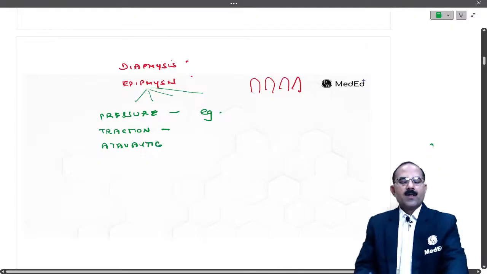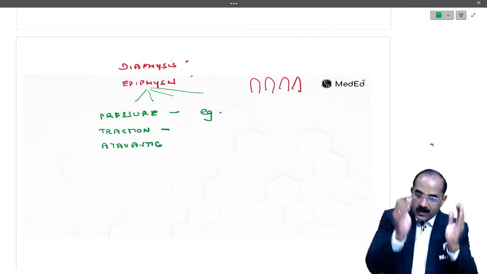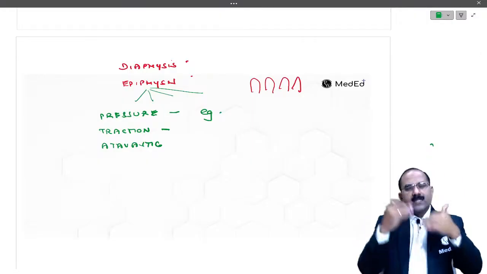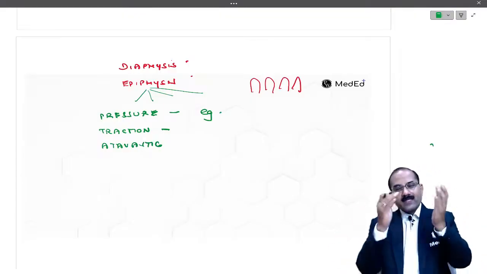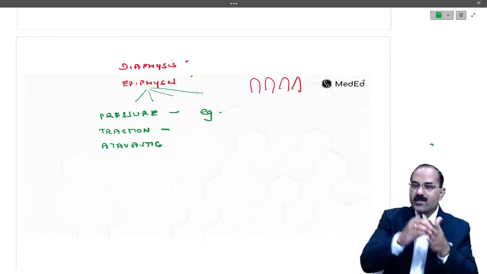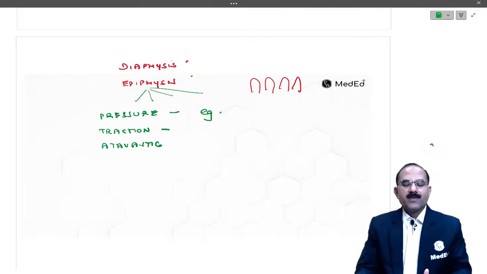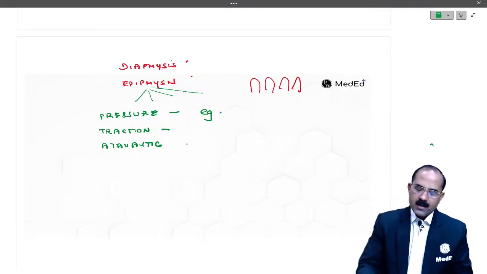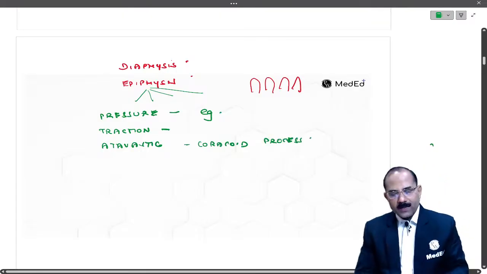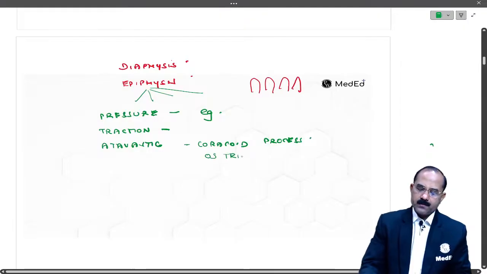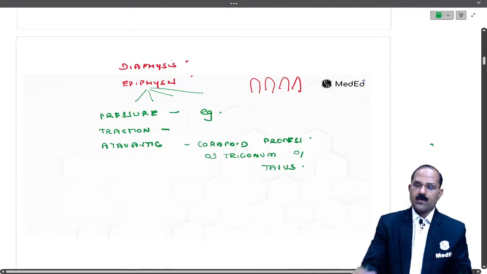Atavistic epiphysis. Okay, children, can anyone tell me what is atavistic epiphysis? The epiphysis which is functional in lower animals and is degenerated in humans. In lower animals, it's a separate bone, and as evolution has occurred, this bone has got attached to some other bone. Can you tell me an example of atavistic epiphysis? It is the coracoid process of the scapula. Second is os trigonum of the talus.